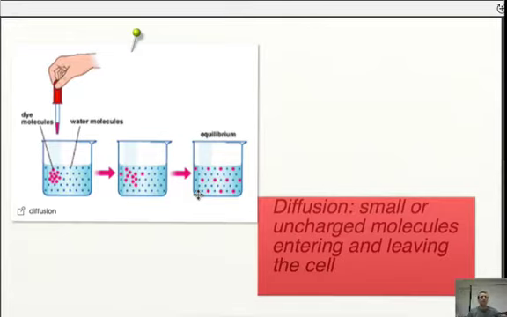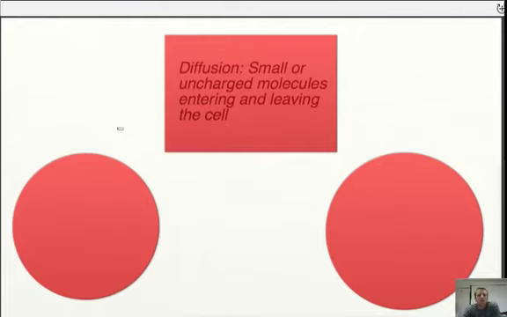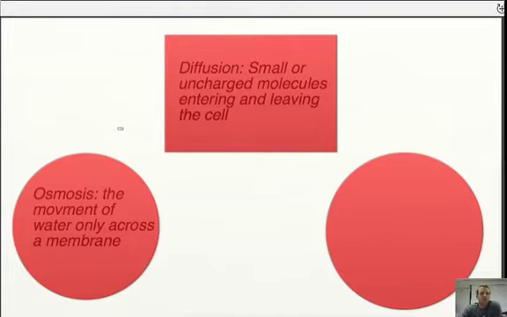Or like I said, with that perfume or spray, where you spray it and it eventually diffuses across the room, and you can smell it across the room even though you sprayed it on the other side. Now we're moving into the second and third types of passive transport. We looked at diffusion, where we talked about smaller uncharged molecules entering and leaving the cell. Underneath that, we have two other types of passive transport. The first type is osmosis. Osmosis is the movement of water only across a membrane. So osmosis can only be water. That's a way to remember osmosis.